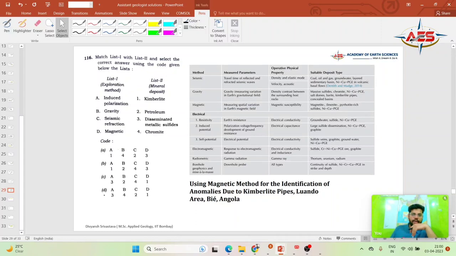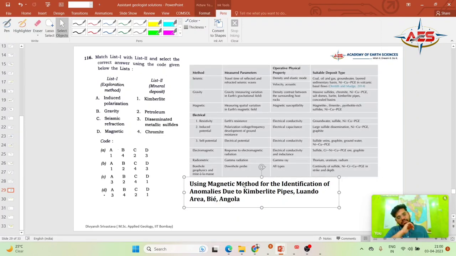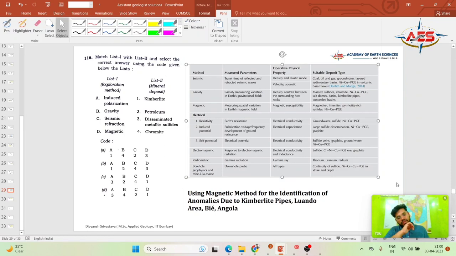Question 116, a list is given. On one side they have given you the mineral deposit, on the other side they have given you the method that is being used for the exploration of that mineral deposit. Now we will see which is used for which. So look at this chart that is given. What do you see in the chart? They have mentioned each and everything. There is no point of confusion there.